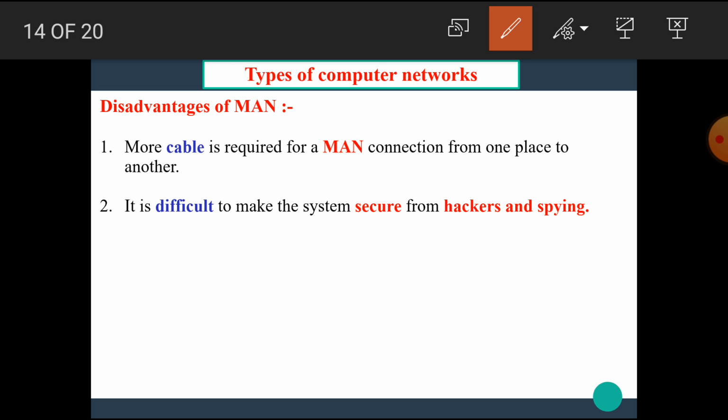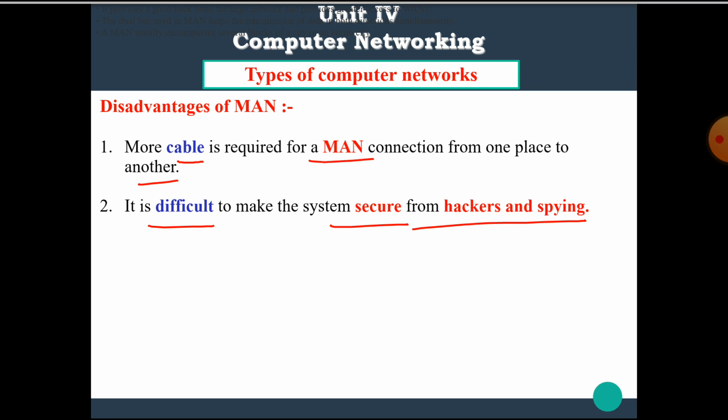The disadvantages of the MAN are that more cable is required for a MAN connection from one place to another place. It is difficult to make the system secure from hackers and spying.